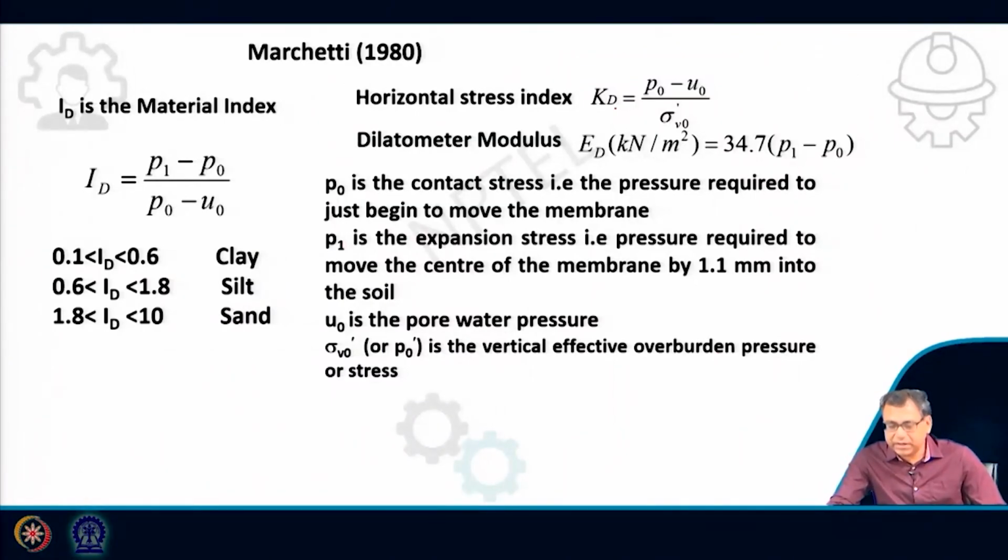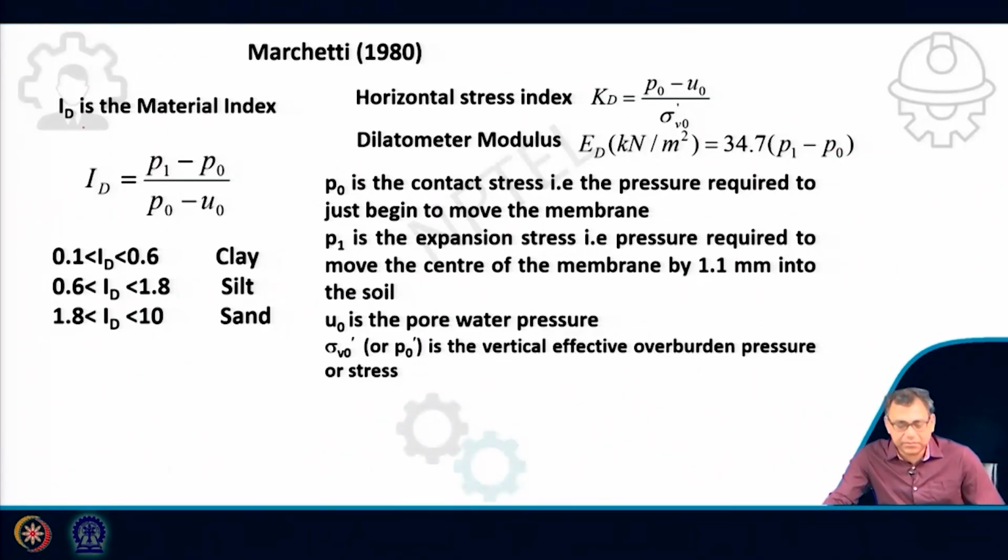So from there I will get KD and ED also. What is ED? It is called the dilatometer modulus. So later on I will use this ED and KD to determine the dynamic soil properties. I will explain that. Now ED is in kilonewton per meter square, it is 34.7 times (P1 minus P0). Remember that, this is important, you have to use this unit only, because 34.7 is the empirical expression. Clear?